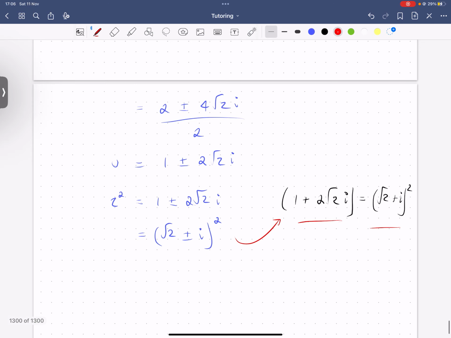Now, the reason this clue helps us in the question is because otherwise we would have had to find the square root of that complex number there, which would be quite tricky. So z squared equals that. Now we can just simply square root both sides. So z is going to equal, remember we get a plus or minus, so plus or minus root 2 plus or minus i, and that's our answer.